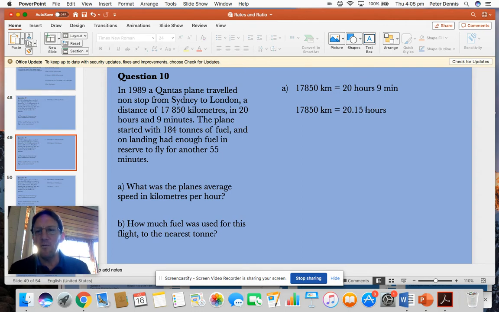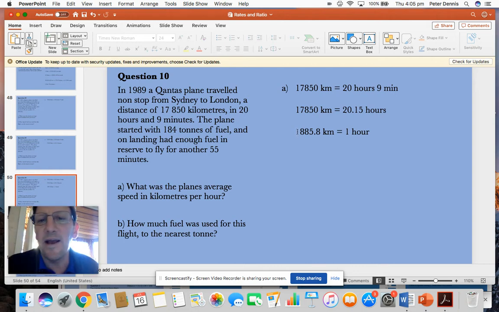How do we find out what 1 hour is, how far it would go? We're going to divide this side by 20.15. So we divide the other side by 20.15. And we get that it was traveling at 885.8 kilometres every single hour.